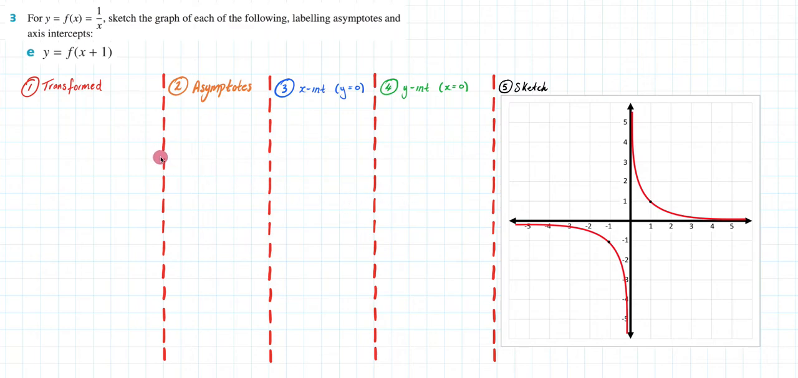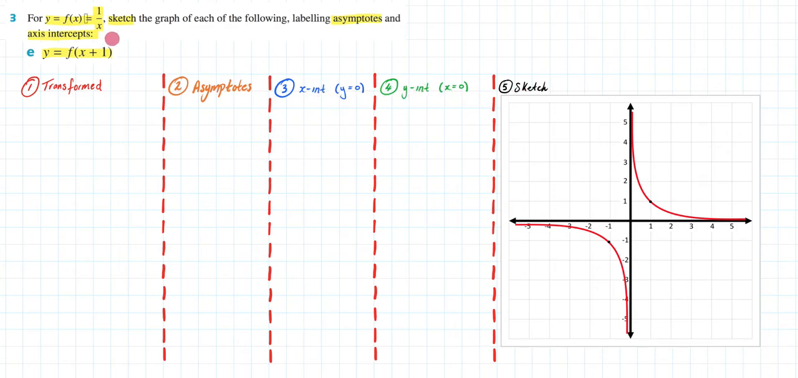We are doing exercise 7a, and in this video I'll be answering question 3e, which says, for y equals f of x equals 1 over x, sketch the graph of each of the following, labeling asymptotes and axis-intercepts. And we have y equals f of x plus 1. As you can see, I've broken down this question into a few steps. We'll first find the newly transformed rule, then find the asymptotes, then the x-intercept, then the y-intercept, and then we'll give it a sketch.